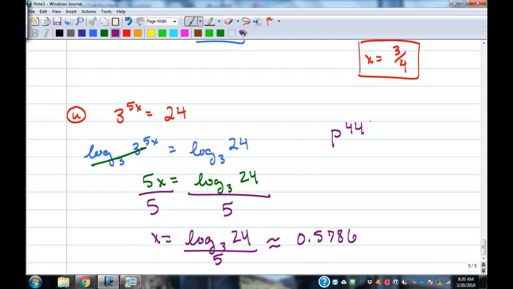Page 445, 9 through 110. A lot of problems there, but just do the odd ones. Okay. And that'll get you what you need for class.